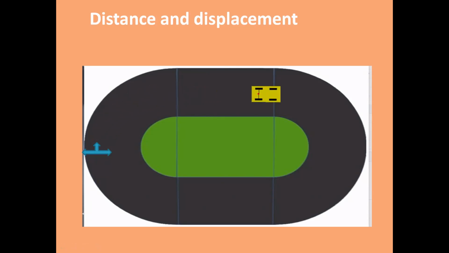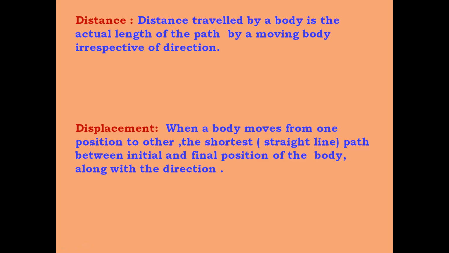So what do we mean by distance? The total path covered by the object is called the distance, and the displacement is the path between the initial position and the final position. There are some more differences between distance and displacement. Let us see here. The distance traveled by a body is the actual path of the moving body irrespective of the direction.